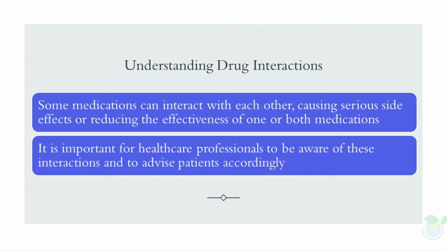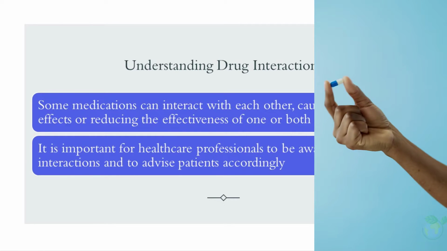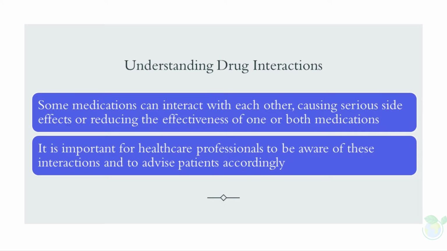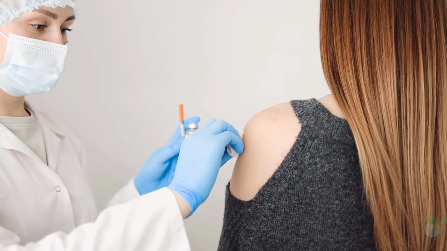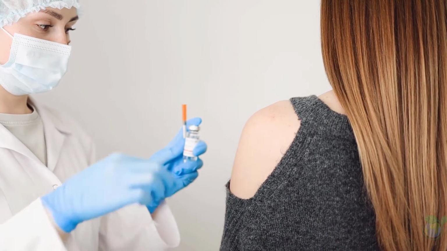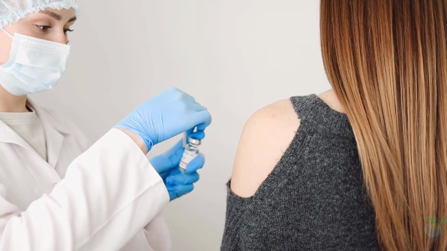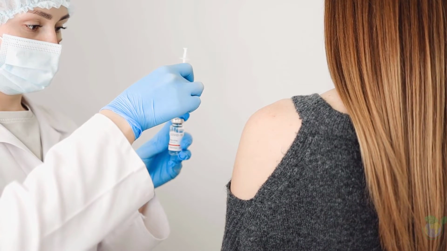Understanding drug interactions. Drug interactions are also a common cause of drug contraindications. Some medications can interact with each other, causing serious side effects or reducing the effectiveness of one or both medications. For example, certain antibiotics can interact with birth control pills, reducing their effectiveness and increasing the risk of unintended pregnancy. It is important for healthcare professionals to be aware of these interactions and to advise patients accordingly.